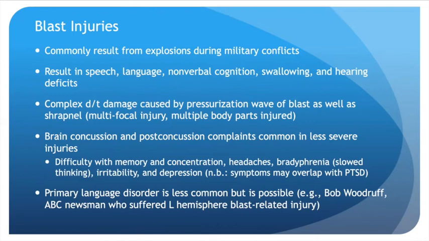So there can be multifocal injury, multiple body parts can be injured, and there can be both diffuse and focal brain injury as well. Brain concussion and post-concussion complaints are common in less severe blast injuries. There can be difficulty with memory and concentration, headaches, bradyphrenia or slowed thinking, irritability, depression. Some of these symptoms actually overlap with PTSD and they might be misdiagnosed as such. Primary language disorder is less common with blast injuries, but it is possible. One example was Bob Woodruff, an ABC newsman who suffered a left hemisphere blast-related injury.